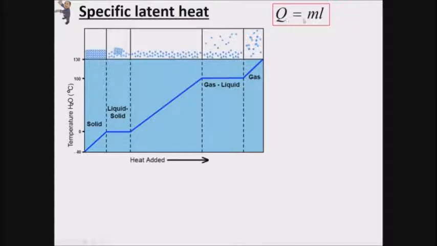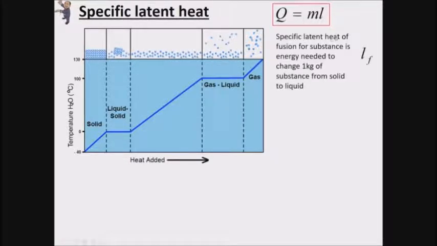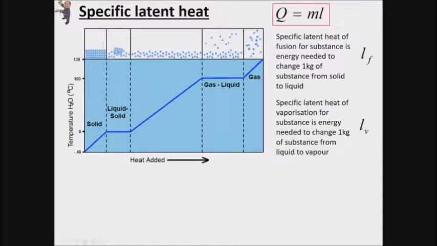and this energy needed is the mass times the value of L, and we've got two possible values of L. We've got the specific latent heat of fusion for a substance, which is the energy needed to change 1 kilogram from a solid to a liquid, and I'm going to call that LF. And then you've also got the specific latent heat of vaporization for a substance, which is the energy needed to change 1 kilogram from a liquid to a gas. Let's call that LV. So the L in this formula can either be LF or LV.